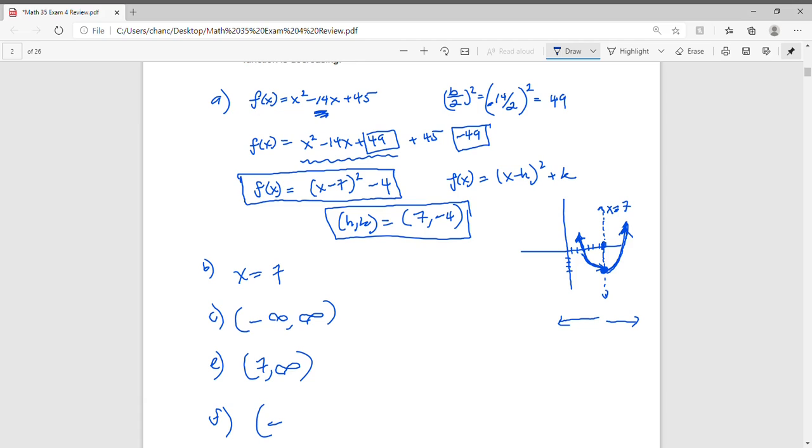It's decreasing from negative infinity all the way to 7. And again, for part E and F, they request that these intervals be open intervals. That's why we do not use square brackets for our solutions in part E and F.